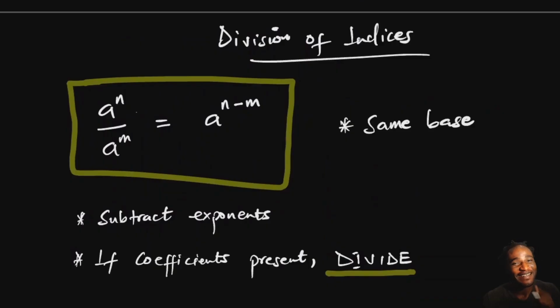Division of indices. This law basically states that if you're dividing indices and the bases are the same, the bases should be the same, very important. Unlike the multiplication of indices, you write one of the bases and then you subtract the indices. So you have to subtract the indices. You don't add, you subtract the indices.